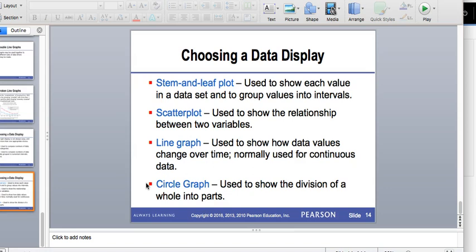A line graph is used to show how data changes over time, but it has to be continuous data if you're going to do a line graph. A circle graph is really good when we're showing division of a whole into parts. So if you say, okay, all of this makes 100%, and I want to show what percent each piece of this is, a circle graph is very good for that.